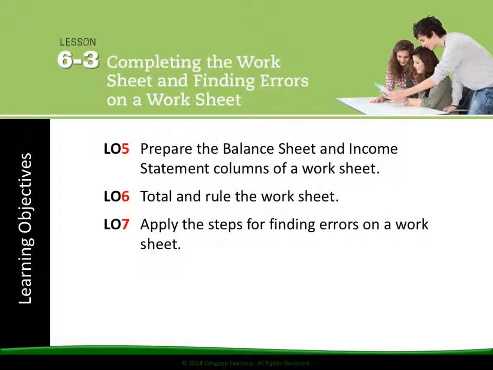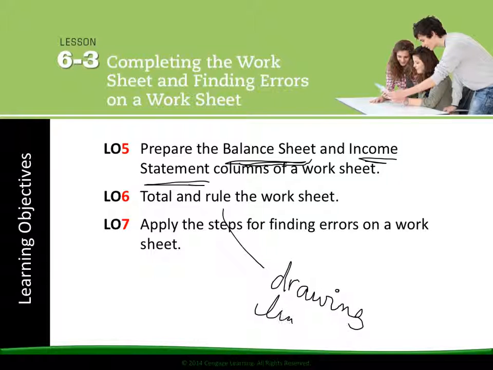Our learning objectives today will be how to prepare a balance sheet and income statement. Those are two separate things, and we'll see balance sheet and income statement columns of a worksheet. We're still working in worksheets. And then we're going to total and rule the worksheet. Okay, this means drawing lines. And then apply the steps for finding errors on a worksheet.